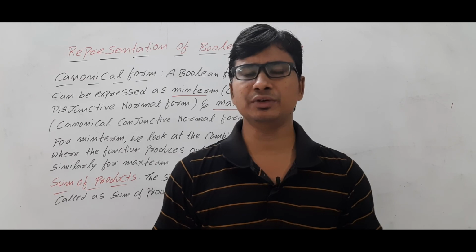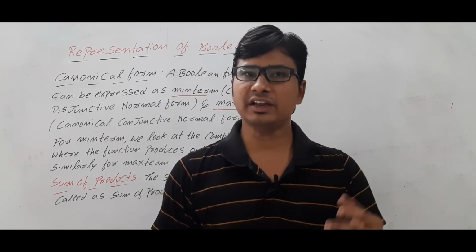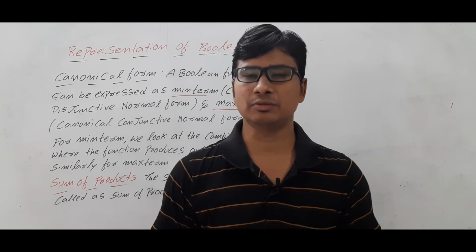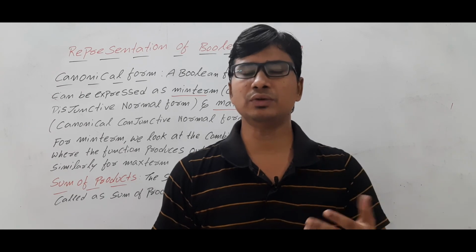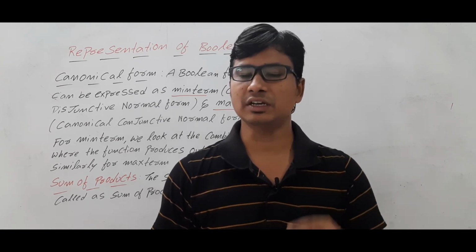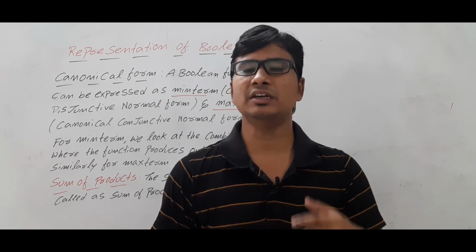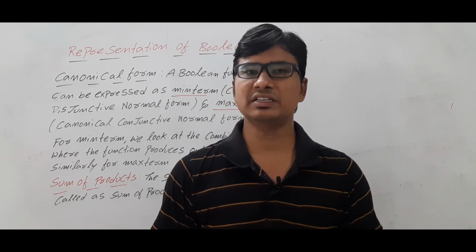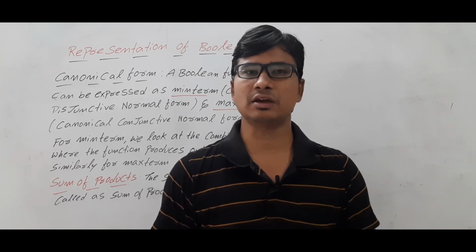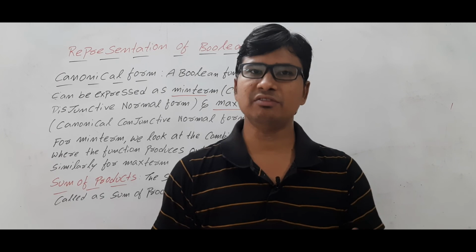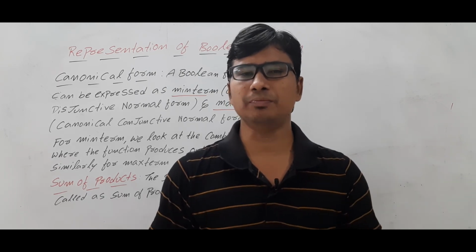In the last video, I discussed what a Boolean function is, with an example. I hope you have understood the concept. In this video, I want to discuss how to represent a Boolean function. Using canonical forms, we can represent a Boolean function. I will discuss what a min term is, what a max term is, and also sum of products, then product of sums.